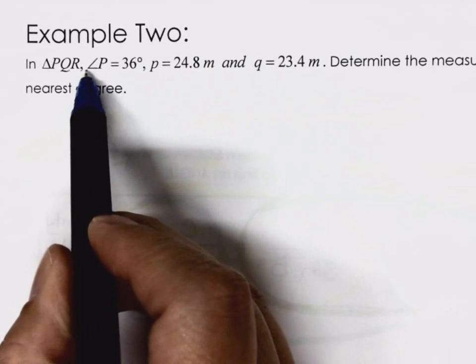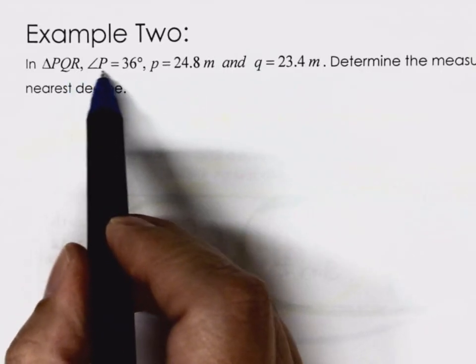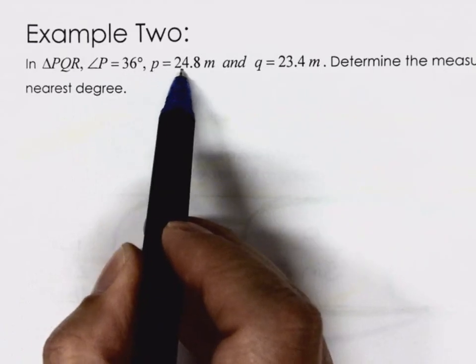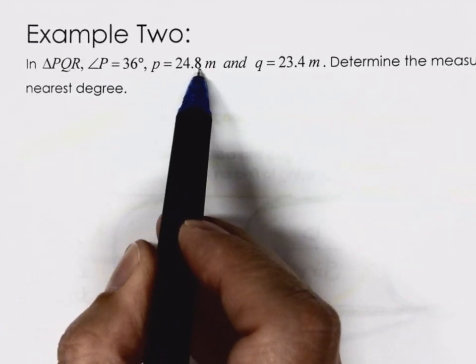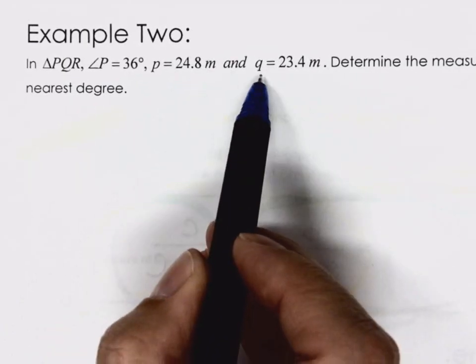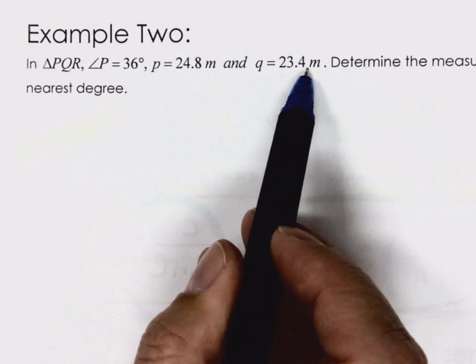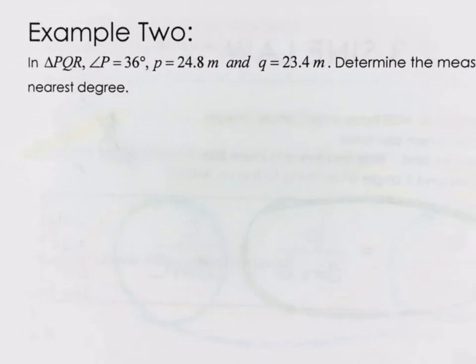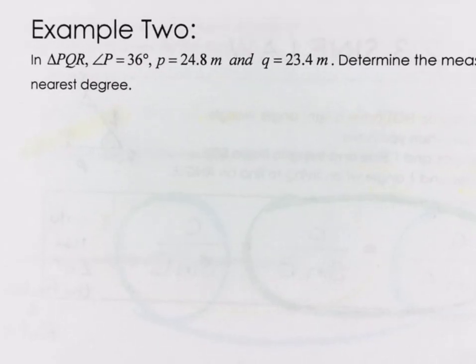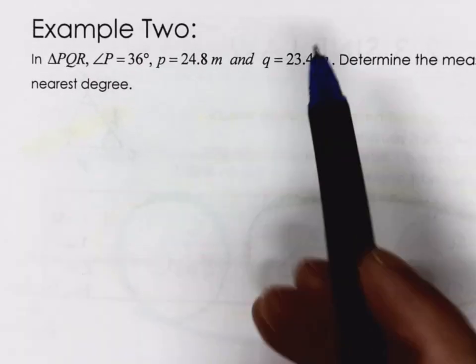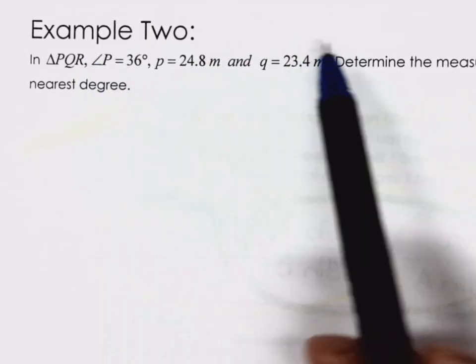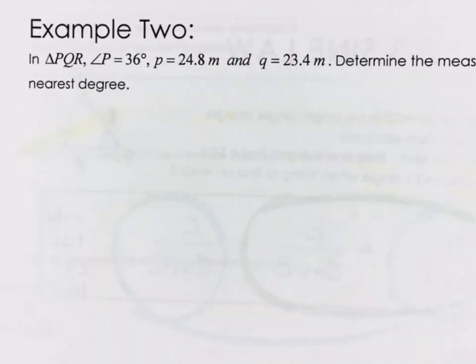Notice the line is flat. It's flush with the bottom of the letter. So angle P is 36, side P is 24.8 meters. Q is 23.4 meters. Determine the measure of angle R to the nearest degree. I don't have an R in any of this information. It's useless, but it's not.